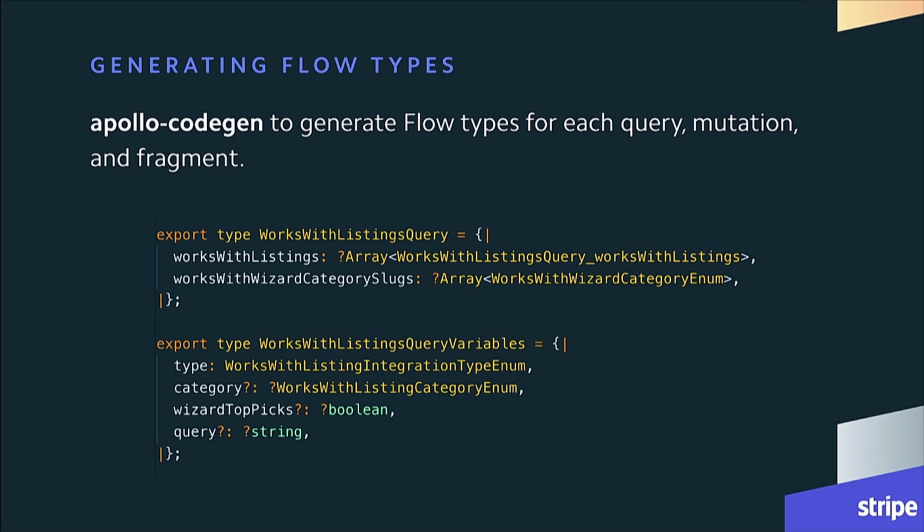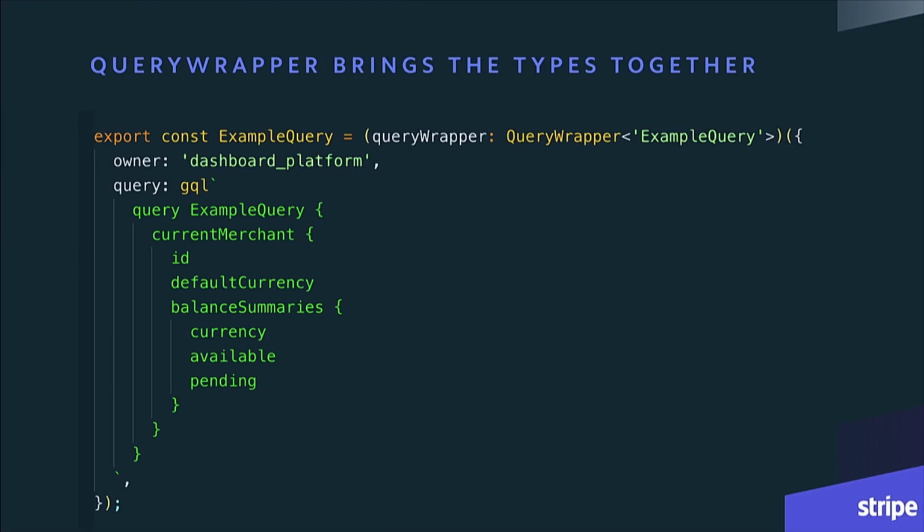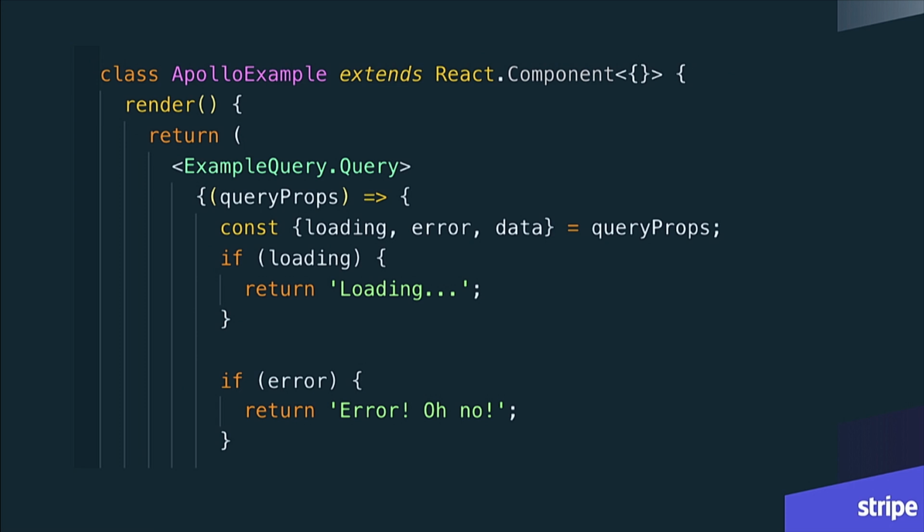This is really cool. So what we built at Stripe is something called Query Wrapper. This is a function which takes an owner, in this case the team that was responsible for this code, and it takes a query. This is just a normal GraphQL query, and it says exactly what data I want for this component. And it gives me back a ready-to-use React component. Here it is in use.